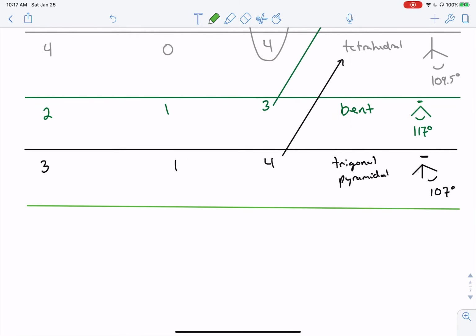I would say 2 or 3 degrees of leeway, but you have to make sure that 2 or 3 degrees doesn't overlap with a different shape. So be careful about that. That's why I just say take the electronic geometry and just keep subtracting 3 degrees for every lone pair.